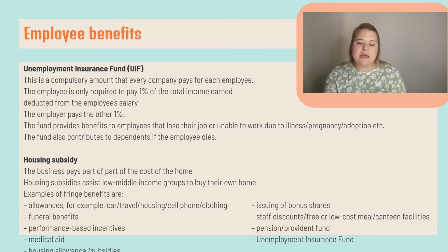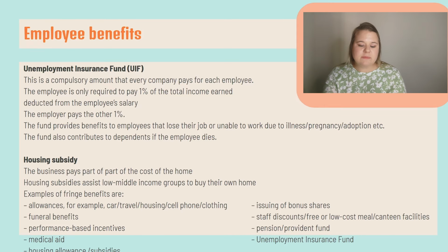Then we have the UIF, Unemployment Insurance Fund. This one is compulsory. Okay, it is illegal if companies are not paying this over. This is a compulsory amount that every company needs to pay for each employee. The employee is only required to pay 1% of their total earnings, deducted from the employee's salary, and then the employer will pay the other 1%, amounting to 2%.